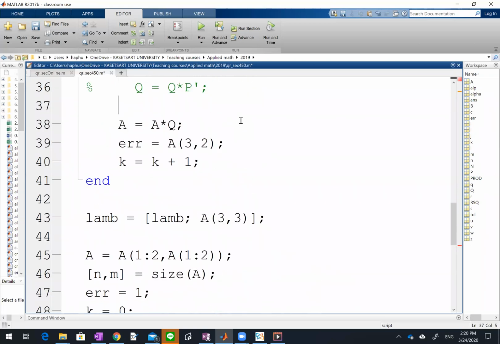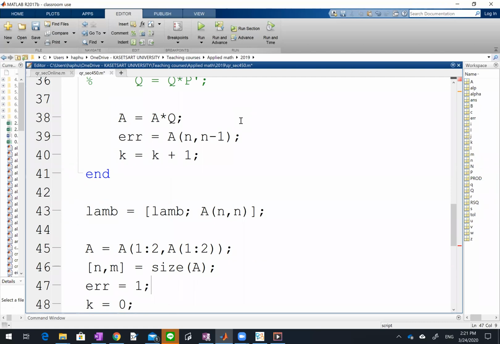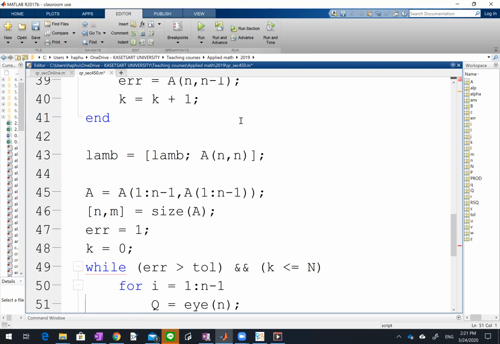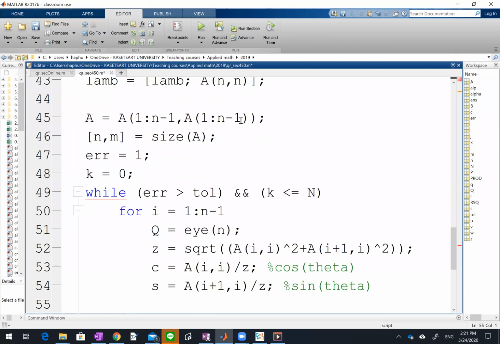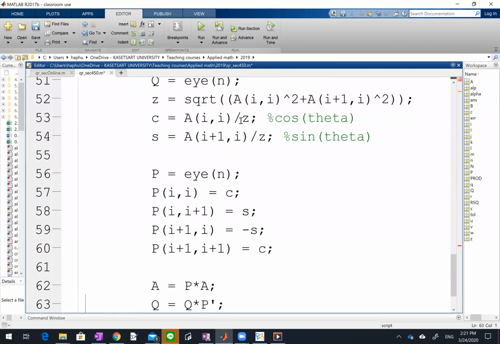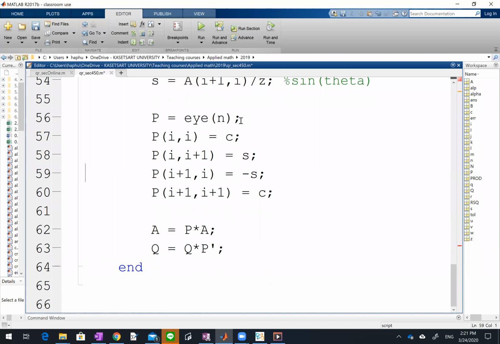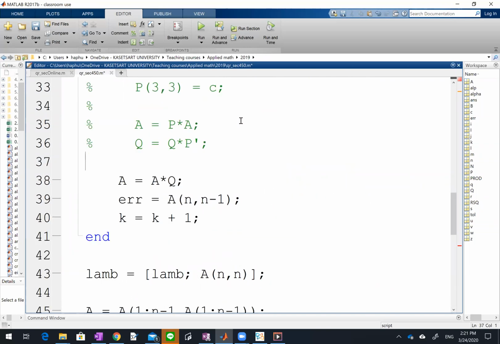Actually, I can use N here, right? So this is N minus 1. Okay, and this lambda is just going to be N. I'll make it more general. So N minus 1, N minus 1. Okay, and then update my N. Get a new N, do the new loop, do the new QR. Oh, I forgot so many things. I have to copy these two in the same loop.